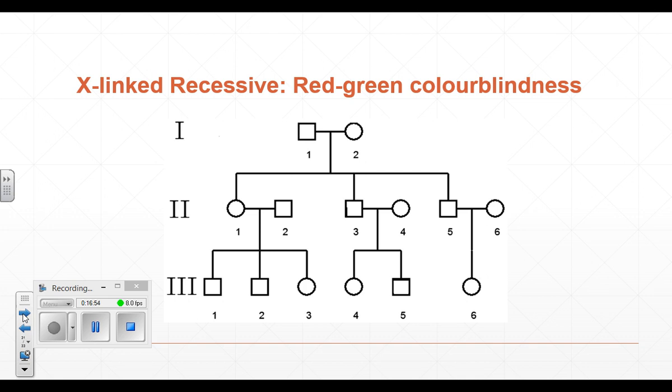Now we'll consider some X-linked traits. We've talked about color blindness, so we know it's an X-linked recessive trait. When it's X-linked, we typically see more males than females affected. And when it's recessive, like before, it tends to skip a generation.